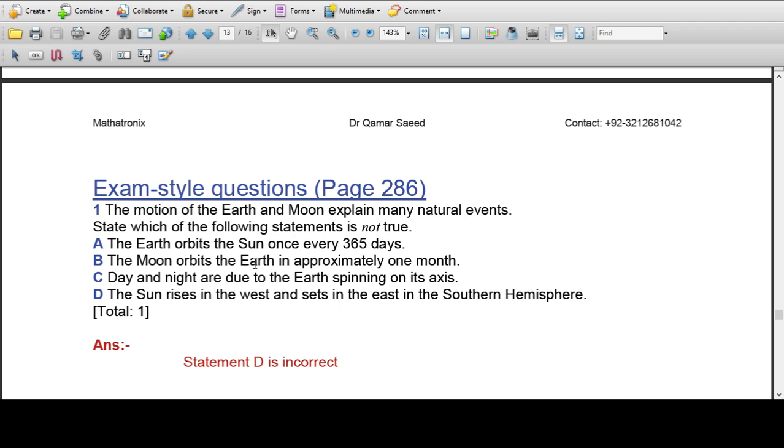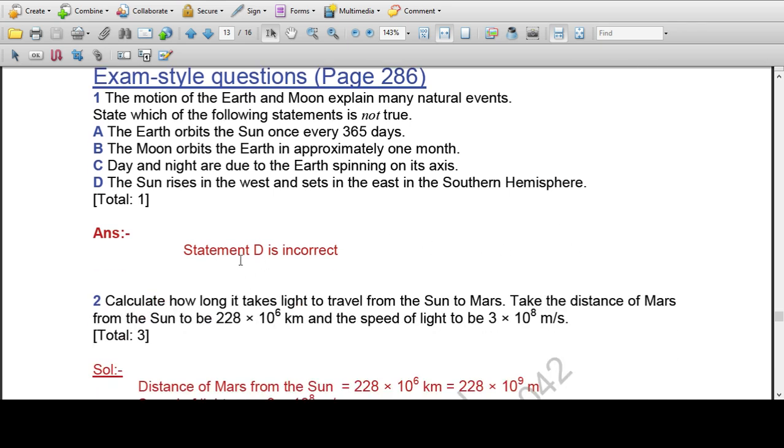B: The Moon orbits the Earth in approximately 1 month. This is also correct. C: Day and night are due to the Earth spinning on its axis. This is also correct. D: The Sun rises in the west and sets in the east in the southern hemisphere. This is wrong. The Sun always rises in the east and sets in the west. The statement D is incorrect.